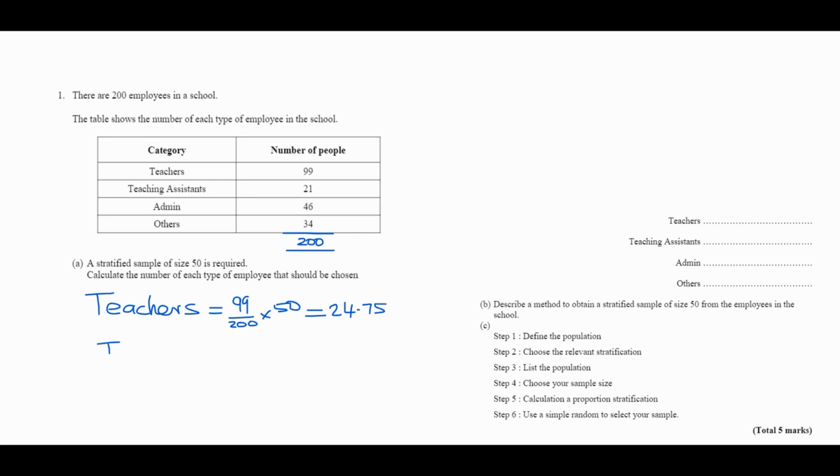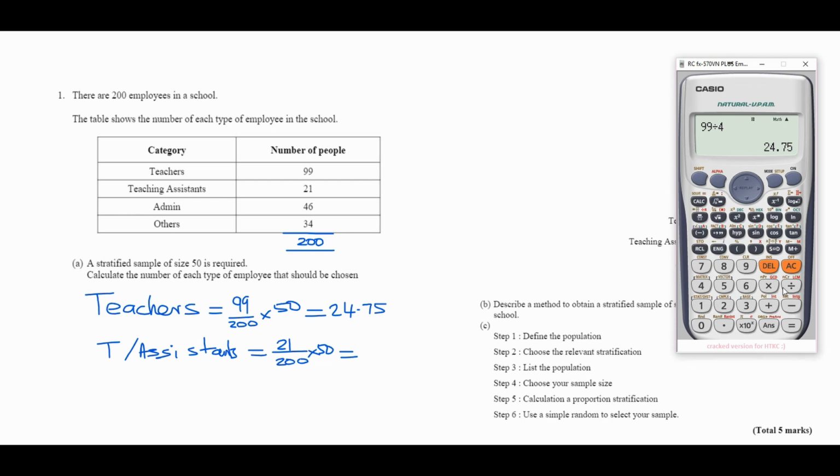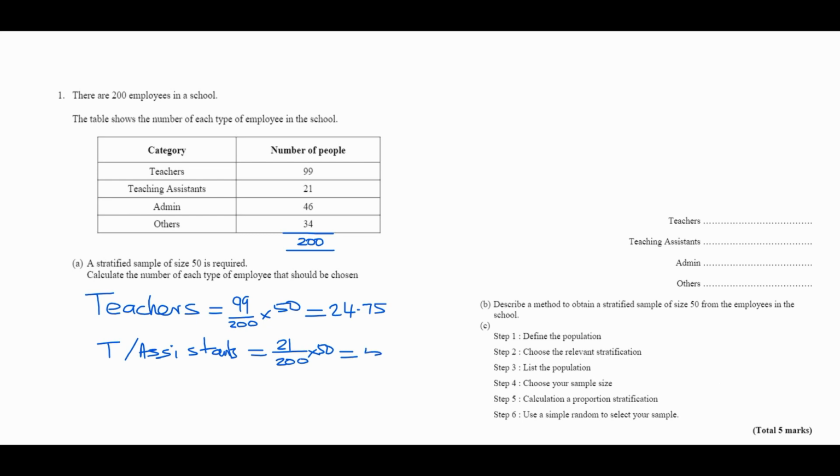The next one is teaching assistants. So teaching assistants equal 21 over 200 times 50. Let's use the calculator: 21 times 50, divide by 200, and that gives 5.25. So note that one down, 5.25.